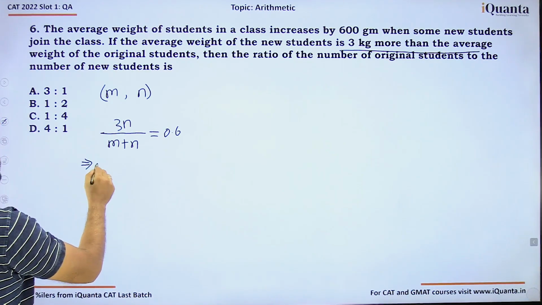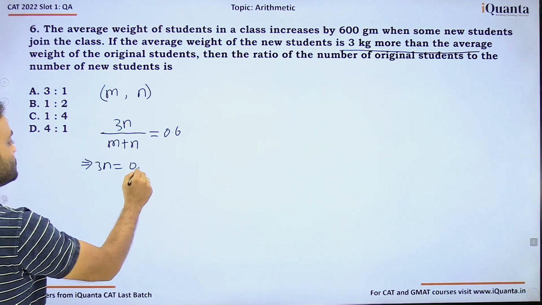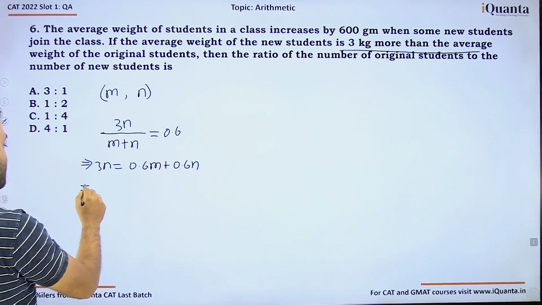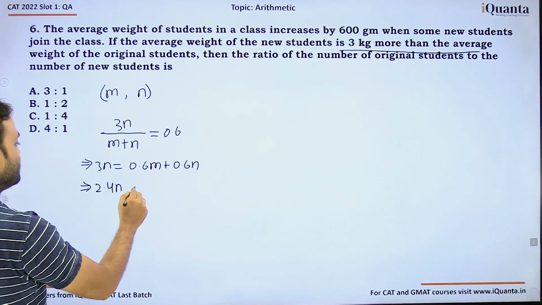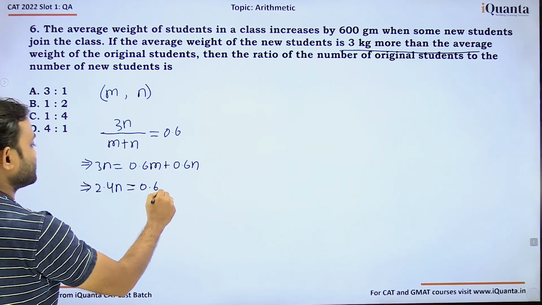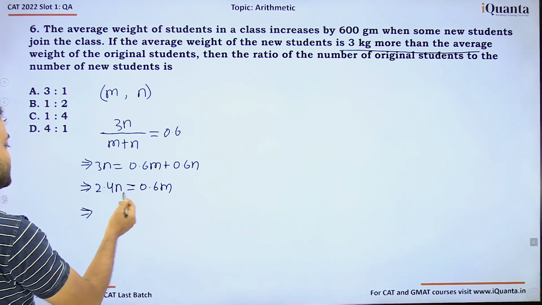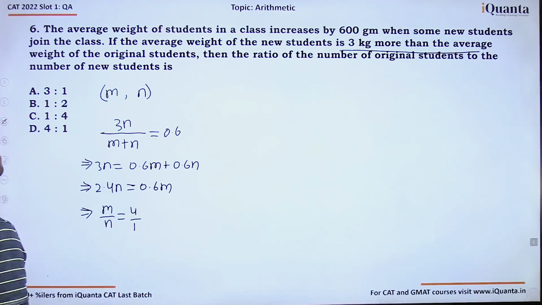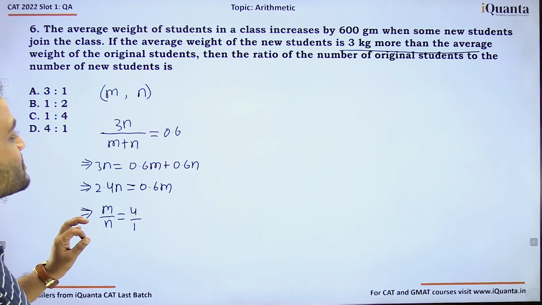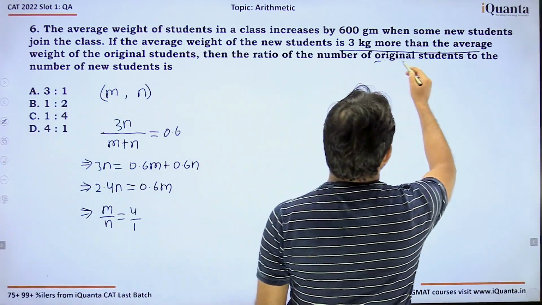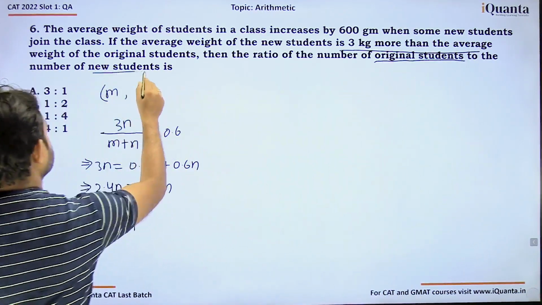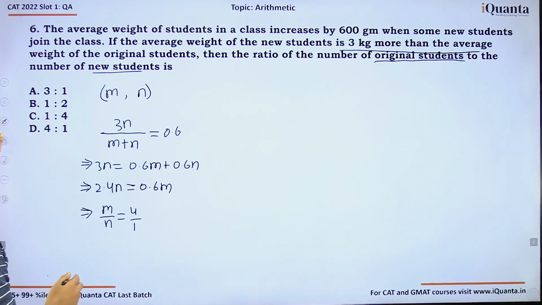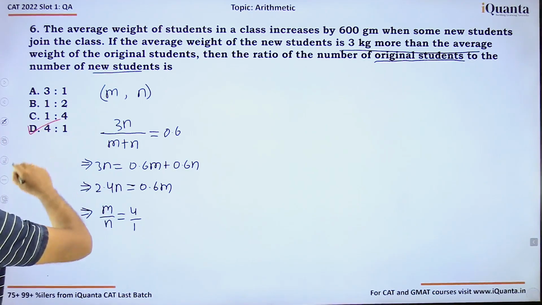From here, we can write 3n is equal to 0.6m plus 0.6n, or 2.4n is equal to 0.6m, or we can say m upon n is equal to 4 upon 1. This is what has been asked in this question: the ratio of the number of original students to the number of new students. Original students were m, new students are n, so the ratio is 4:1. So our answer is option D.